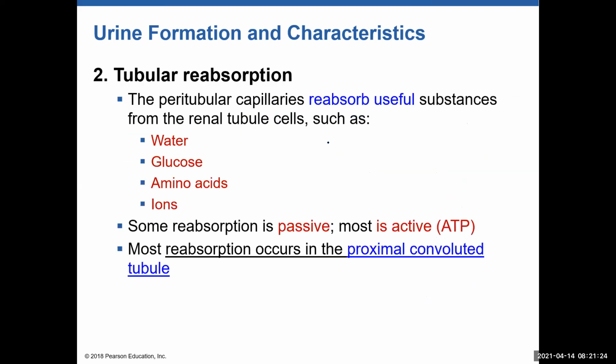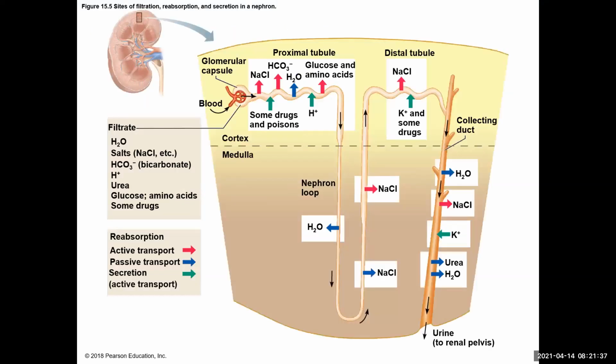Now, second is tubular reabsorption, right? Now you might think, why do we need to reabsorb the thing? What is tubular reabsorption? Reabsorption is simply movement of the substances. As you can see here, the filtrate is now here. From the Bowman's capsule, the filtrate will move now towards the renal tubule, right?